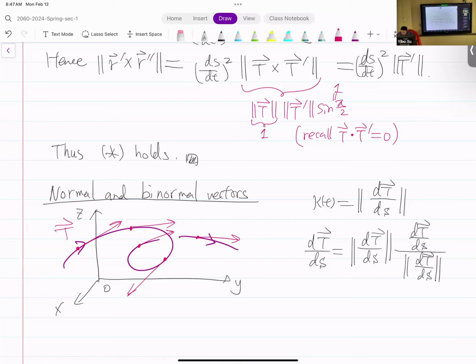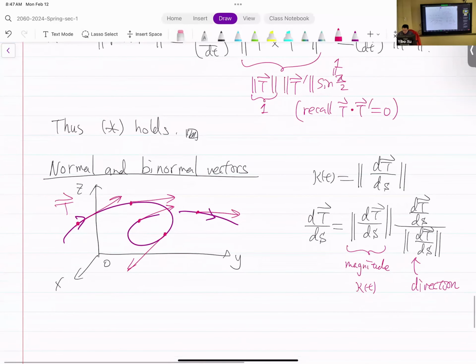That's what we have learned about vectors: we always isolate the direction as a unit vector, and the magnitude here is exactly the curvature at any point. So that's our definition here. The magnitude here is what we call curvature.